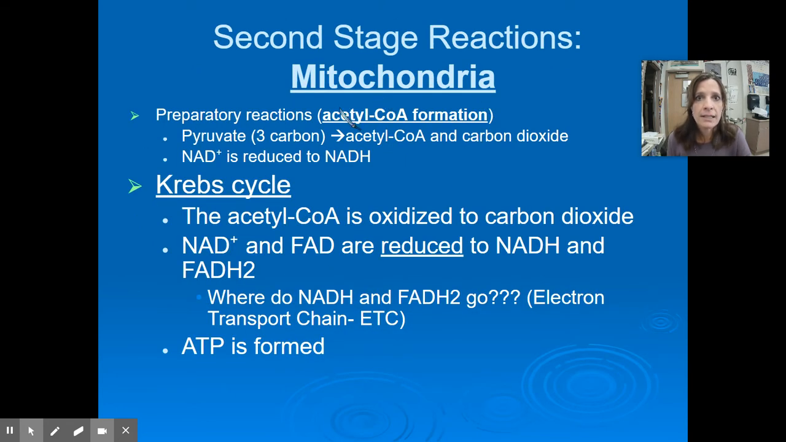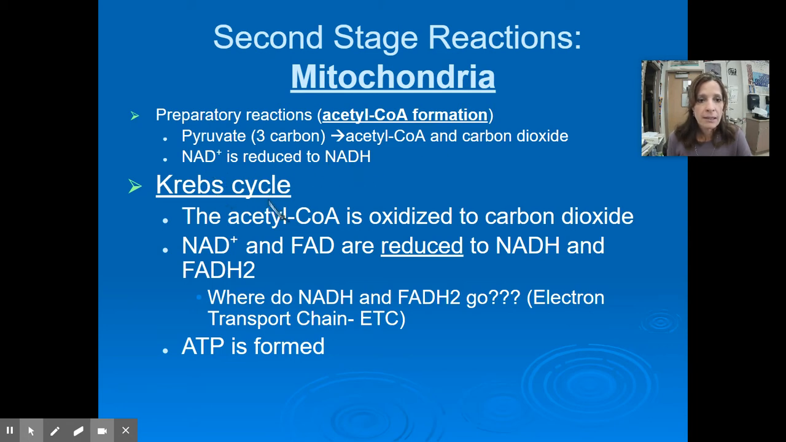Okay, so the second stage, we move into the mitochondria. There are 2 parts here. There's what's called a preparatory reaction, and that's basically taking pyruvate and turning it into acetyl-CoA. You also produce a molecule of carbon dioxide here, so you end up getting a 2-carbon sugar, and then you also get an NADH as well.